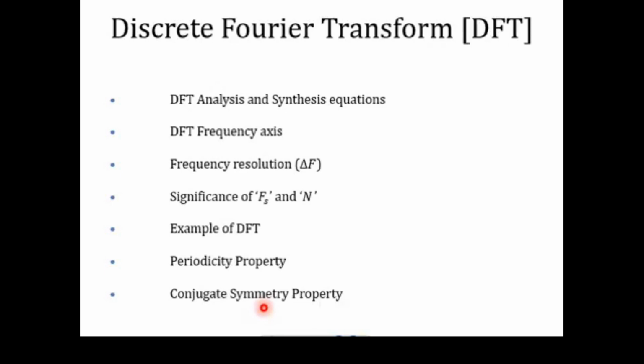And why are we calling this property the conjugate symmetry property? Because the harmonic components present in the second half will be the complex conjugates of the positive harmonic components. That's why the word conjugate is being used here. Now let's come to today's lecture objectives.